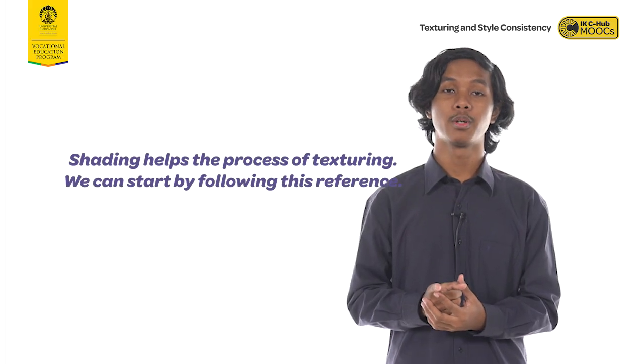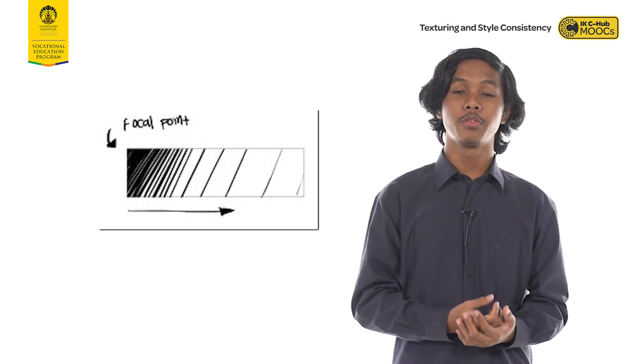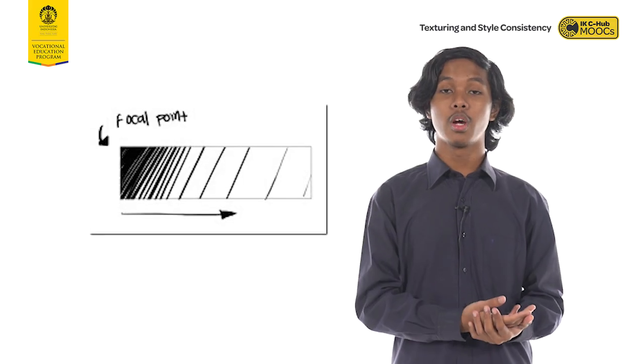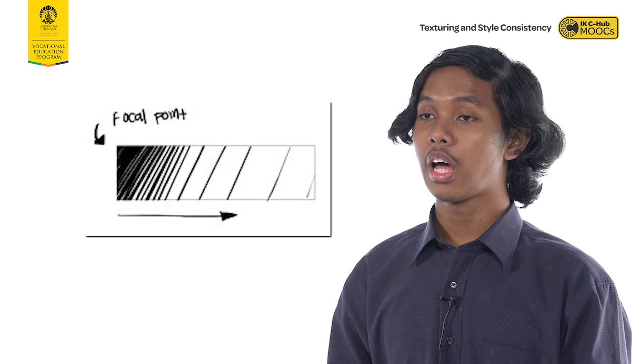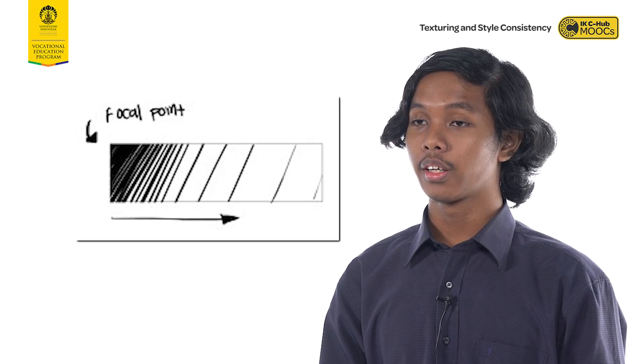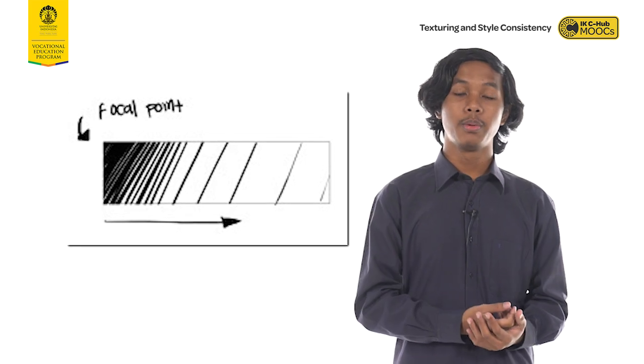Before applying a texture to an object, you need to first understand how texturing works in general. Rule number 1 is shading helps the process of texturing. We can start by following this reference. We can see that the left part of the object appears bolder because of color, while the color becomes lighter while moving to the right part of the object. Now, if you notice, while looking at this object, the bold part of the object will catch your attention first. Why? Because the color appears darker. Simply, bold color helps you focus the object point in shading.